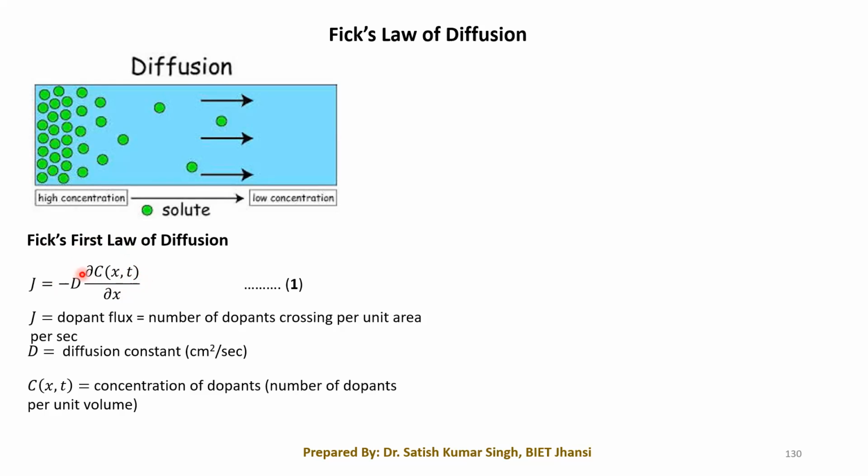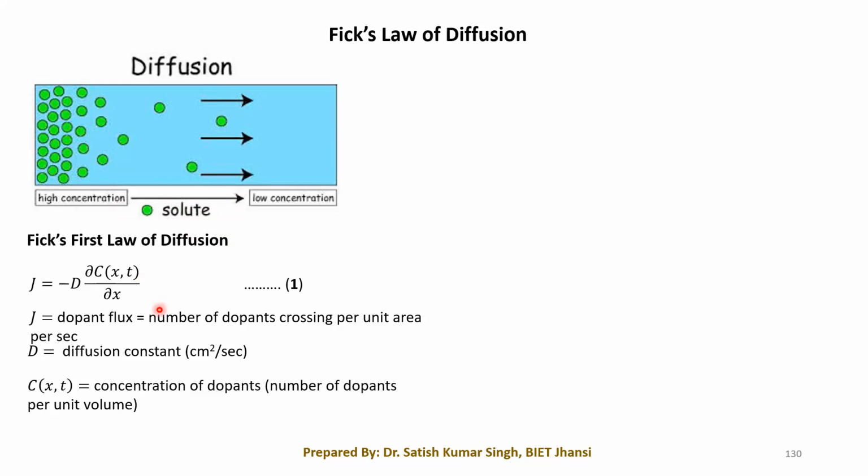Here we are writing ∂C(x,t). Once we remove the proportionality sign, we can add a constant. That constant is our diffusivity D, or diffusion constant D. So we can write J equals minus D ∂C(x,t)/∂x. Basically we are writing C as a function of both space and time. Let us say we are measuring this in the x direction, from left to right. This is our x dimension.